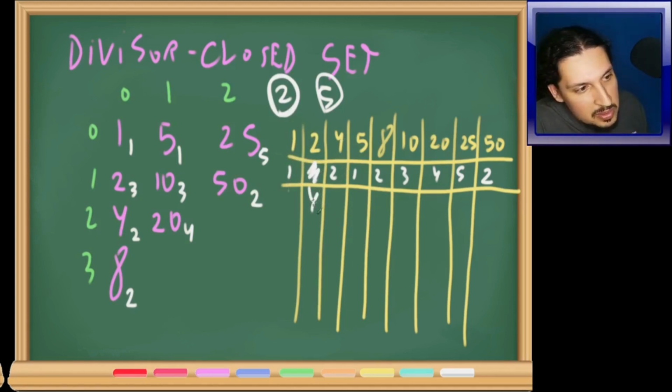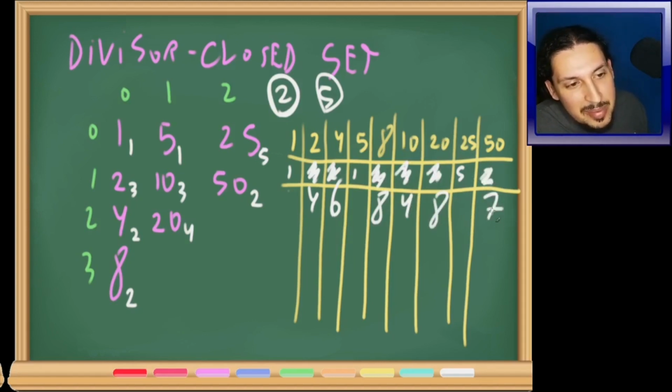4, the predecessor is 2, so I get 6. 5 doesn't have a predecessor. 8, I have to add 4, which now has 6, so I get 8. 10, I have to add 5, now I get 4. 20, I have to add 10, now I get 8. I might do the calculations wrong, but okay, I'll try my best. Good, we're done. We did the step for 2.